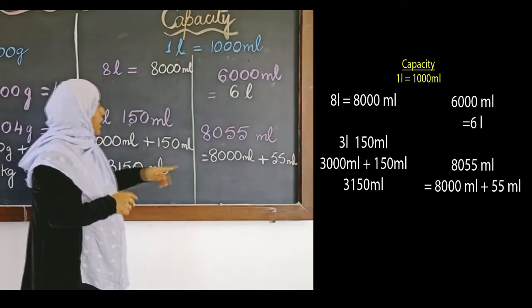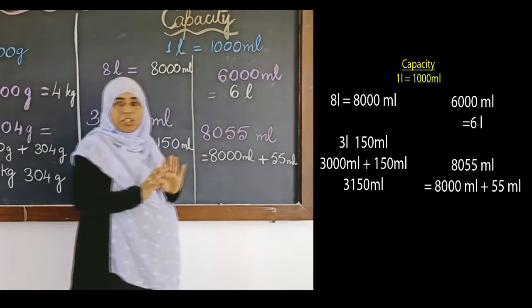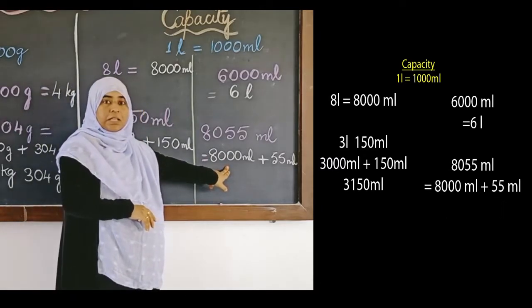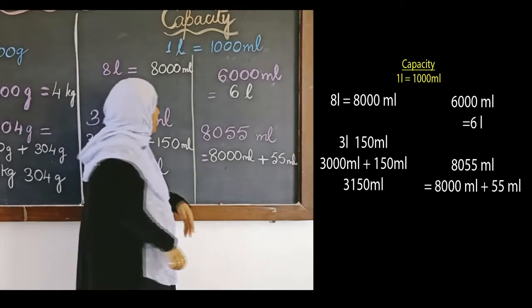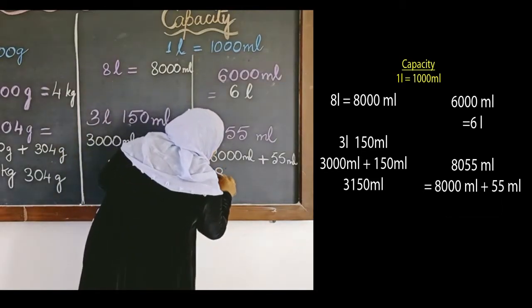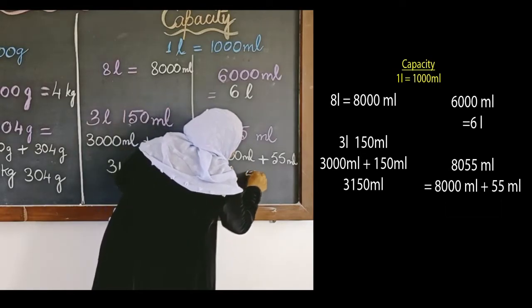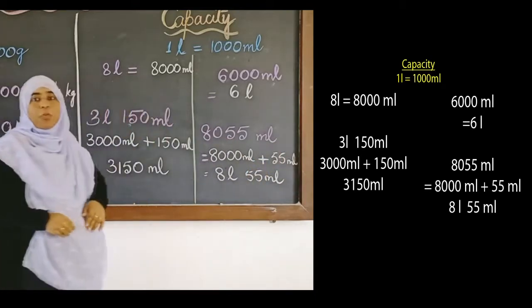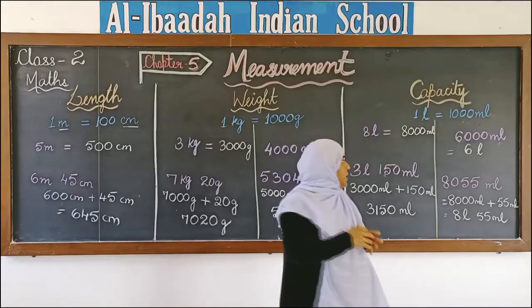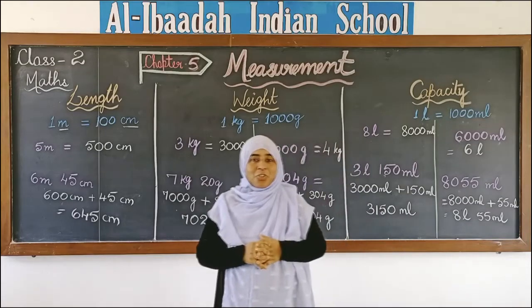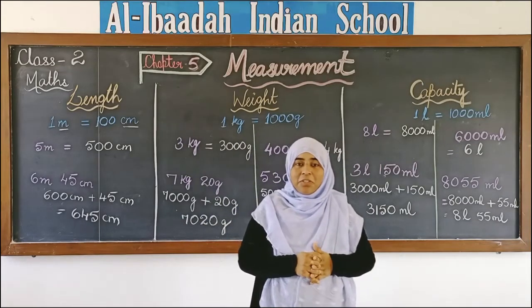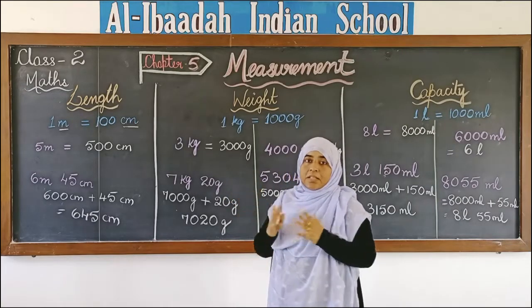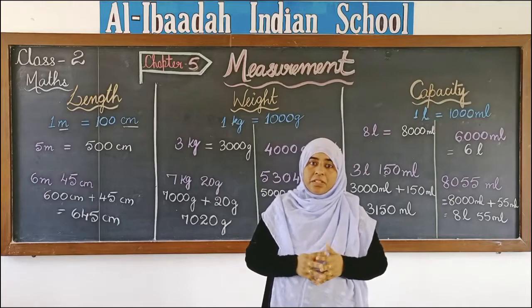Now 55 milliliters we cannot change to liters because it is less than 1000. So only we need to change this 8000. So 8000 means it will be 8 liters 55 milliliters. This is how we do conversion of milliliters to liters. I hope you have understood all the conversions, the units that we use, and how we use length, weight and capacity to measure different things.